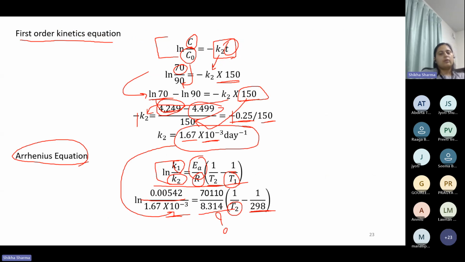Is it clear to everyone? Okay, ma'am. Yes, ma'am. Has anybody solved this with me? Is the calculation correct?